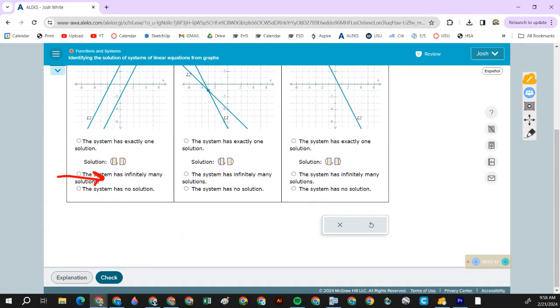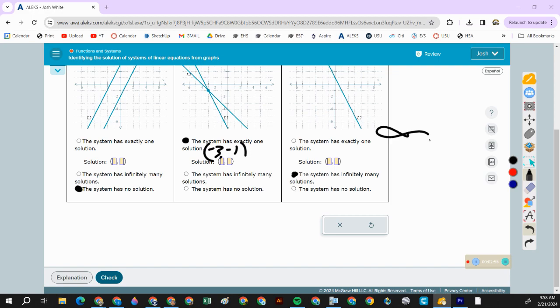So when we answer this question, this system has no solution. This system has one solution, -3, -1. And this system has infinitely many solutions. So a lot of times we answer this by just writing the symbol for infinity. And remember, that does not mean that any point will work. It just means there are an infinite number of points that do work.